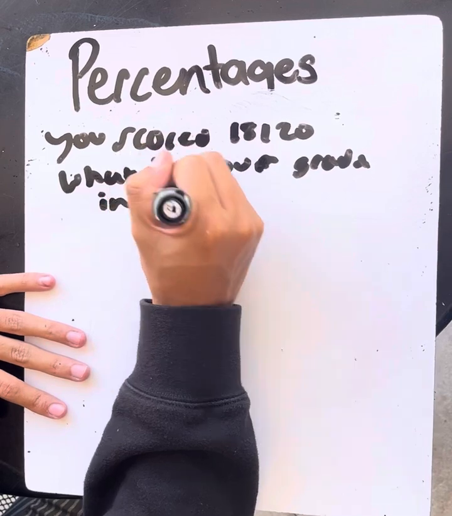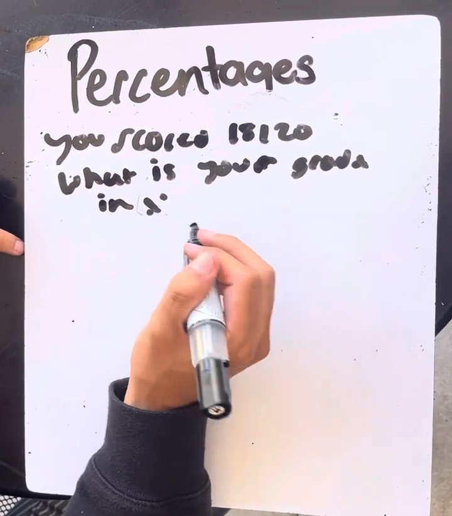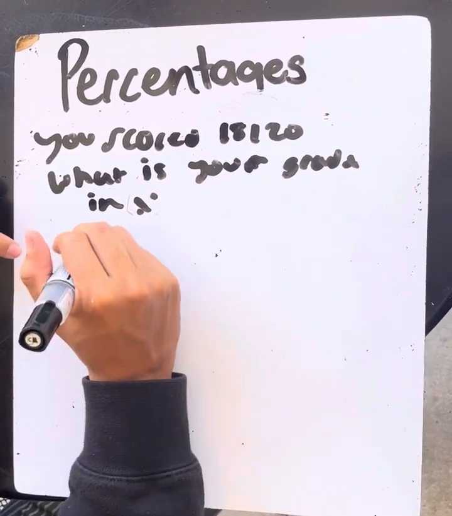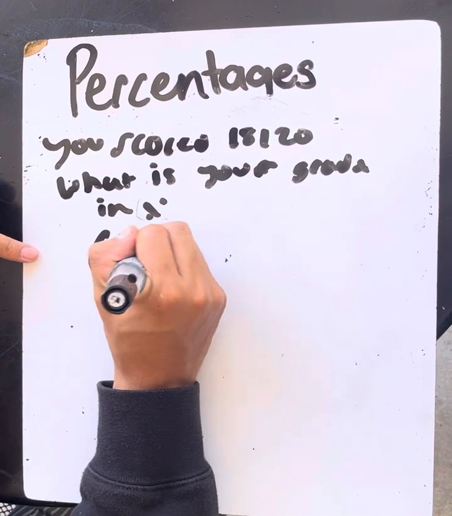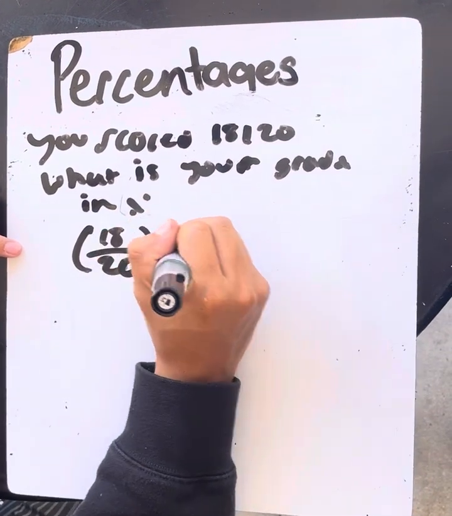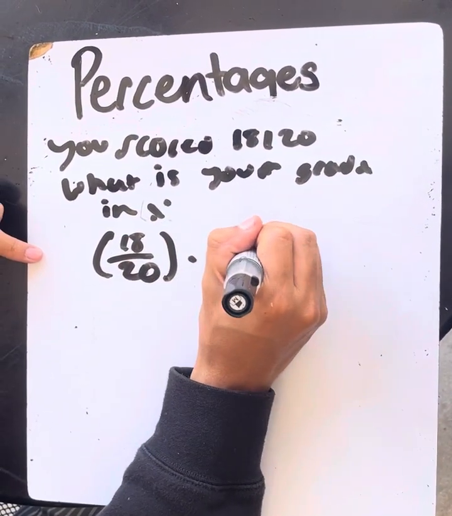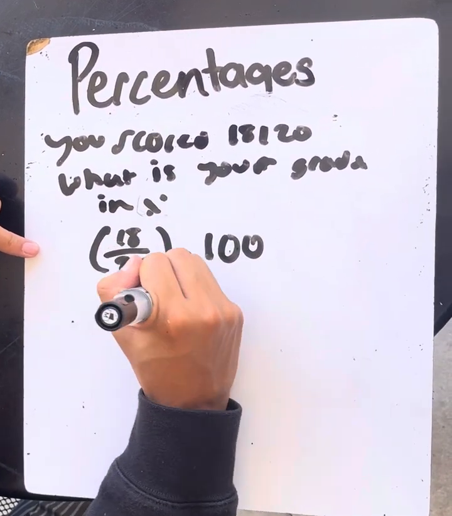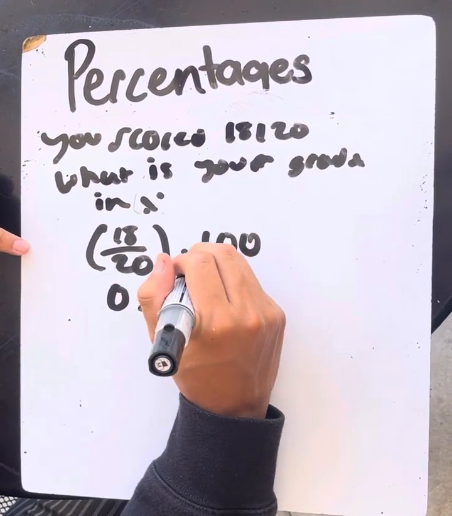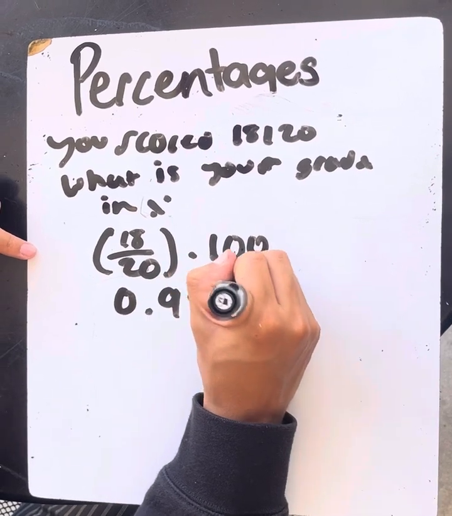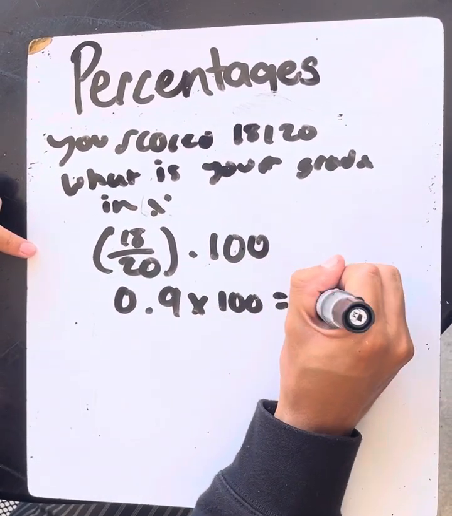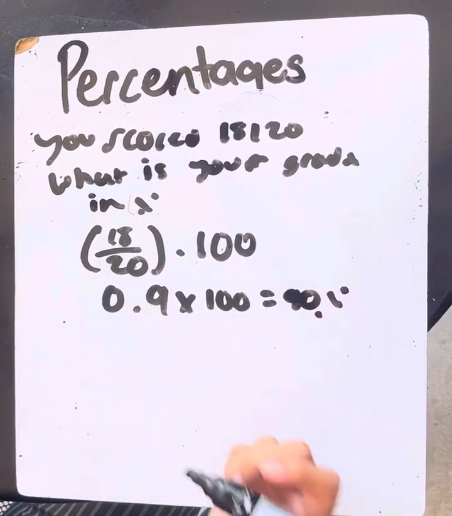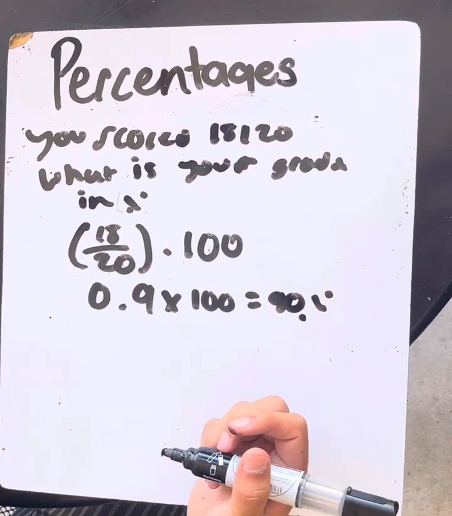So first, in this case, we would do 18 over 20 times 100. So 18 over 20 would be 0.9 if we simplified, times 100, which would give us 90%. So you did pretty good. You scored 90%.